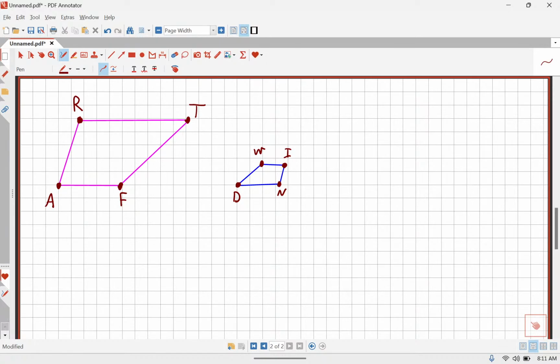Okay, can I get you guys back up here in 5, 4, 3, 2, 1? Let's see if I can get a little bit of help out there. This one's going to come from a lot of empty seats. Zoe, what is the similarity statement that you came up with? Raft is similar to what? Just give me the letters. NIWD. Very good. Because R lines up with N, A lines up with I, so we're in good shape.